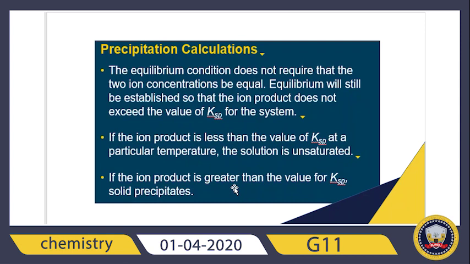So here, in order to predict if a precipitate will form in a certain reaction system, we need to find out the concentration of the produced ions, and then we will see if the concentration of these ions gives an ion product greater than the value of KSP, then we expect that solid precipitate to form.